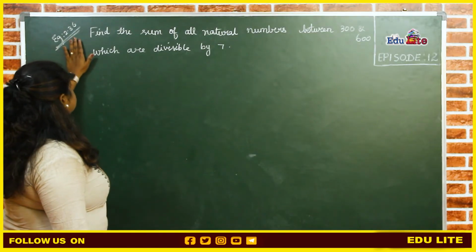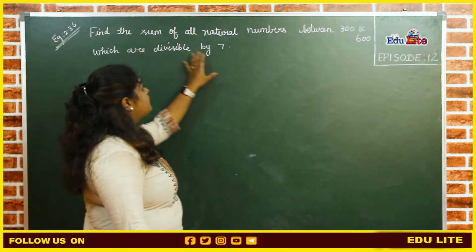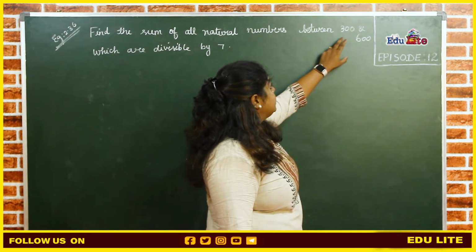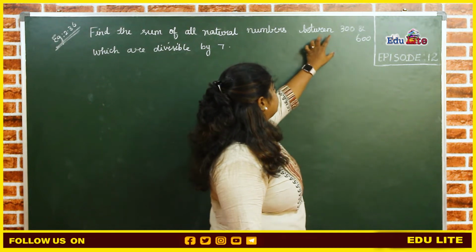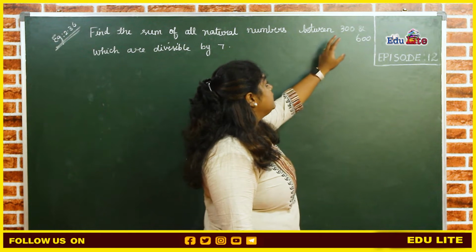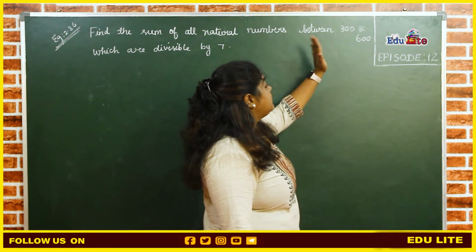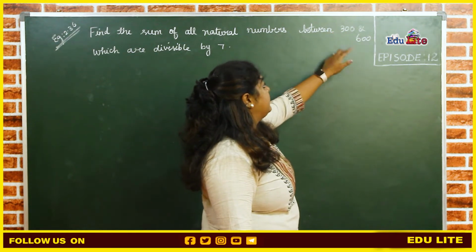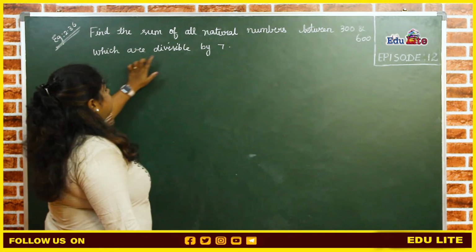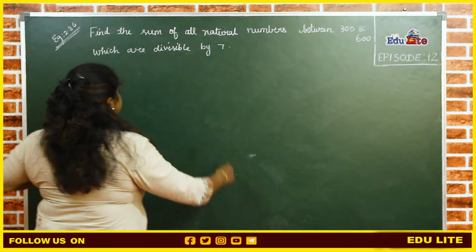In example 2.36, we have to find the sum of all natural numbers between 300 and 600. We should not include 300 and 600 because it is given as between 300 and 600. We have to include only the numbers from 301 to 599, which are divisible by 7. This is the hint given to us.